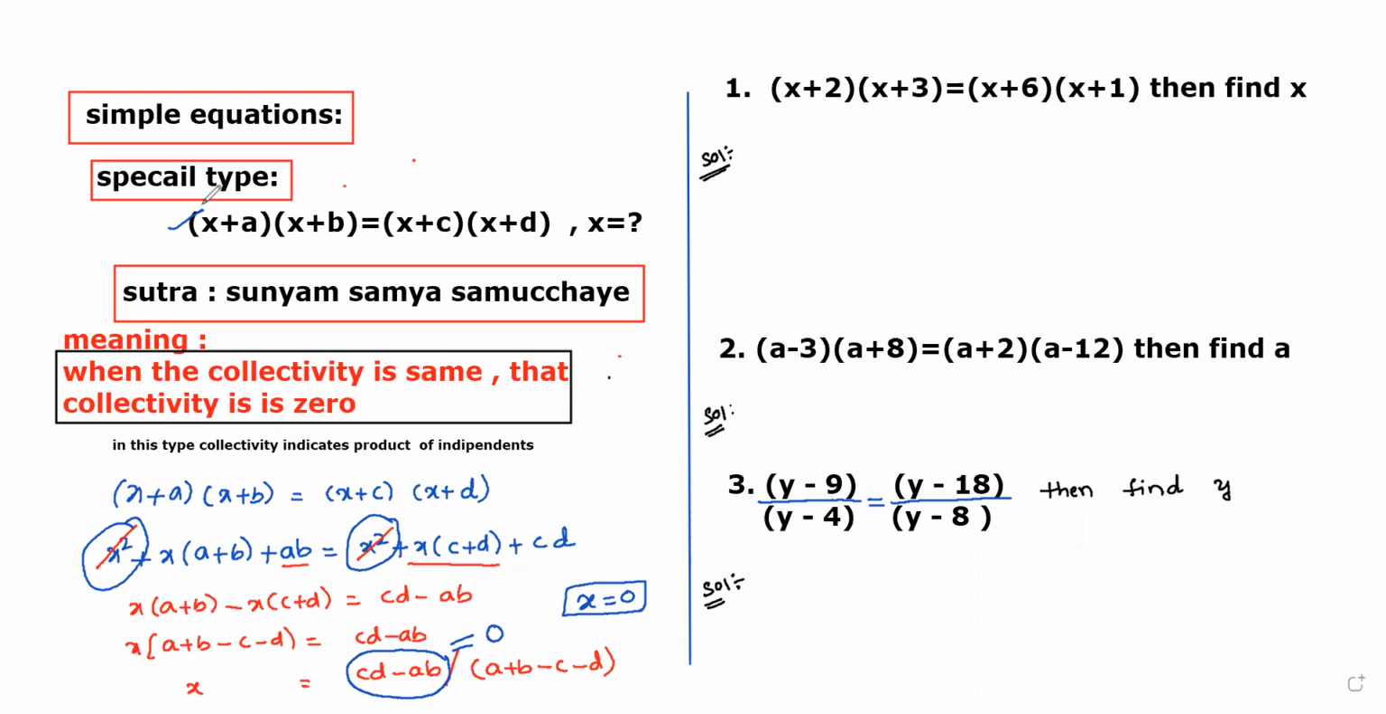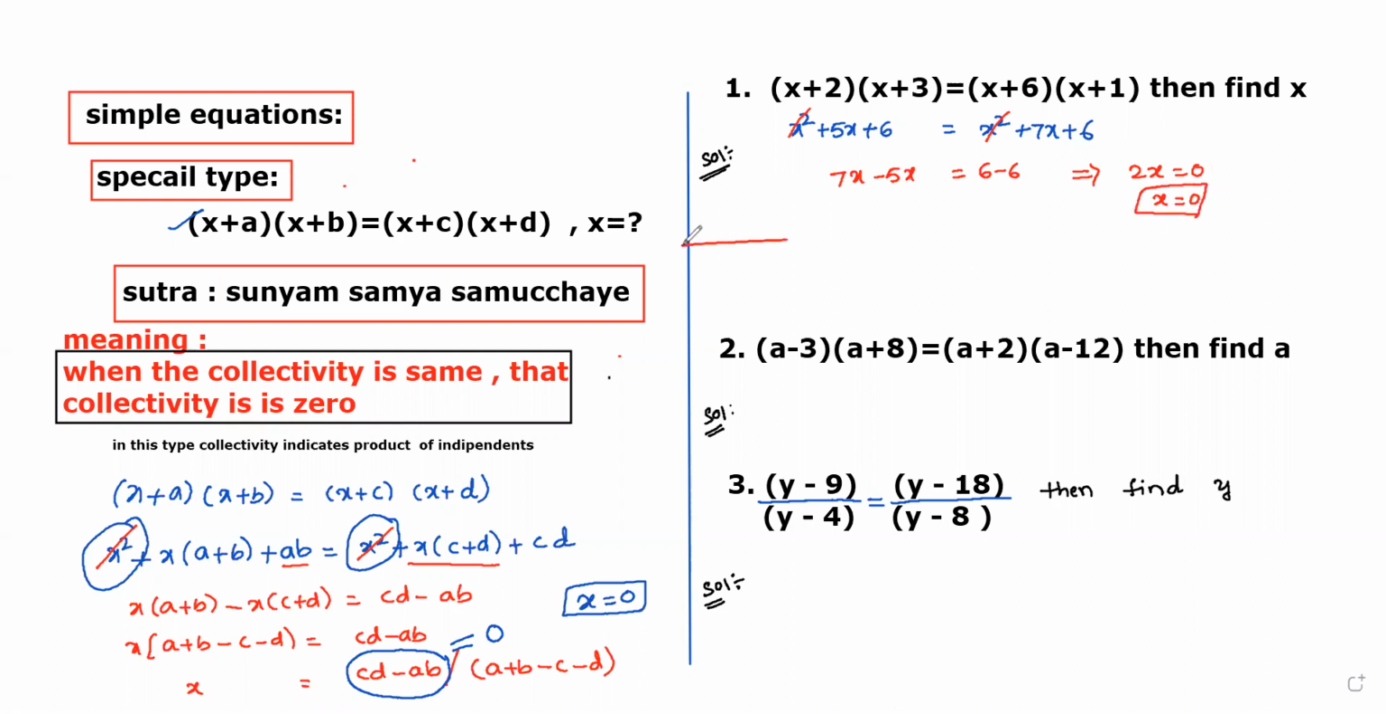Let me try to solve this problem. First, we will solve in the general way. If you solve this problem, then you get x square plus 5x plus 6 equal to x square plus 7x plus 6. In the same way, you see here x square is cancelled out, so that is the reason it is a simple equation. After that, you can transpose x values to one side and constants to another side. So you get 7x minus 5x equal to 6 minus 6. That implies 2x is equal to 0. Then the x value becomes 0. So this is the way of solving.